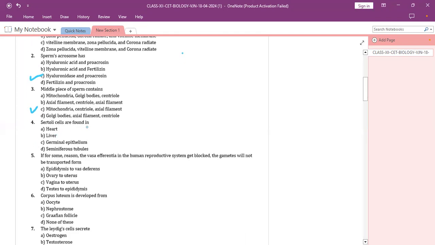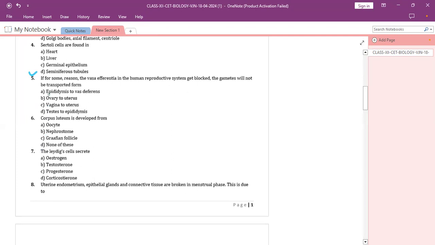Fourth one, Sertoli cells are found in the A. heart, B. liver, C. germinal epithelium, and D. seminiferous tubules. So obviously we know Sertoli cells are found in the seminiferous tubules, which act as the nurse cells for the developing sperms.